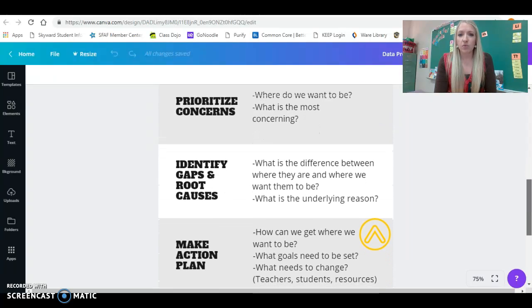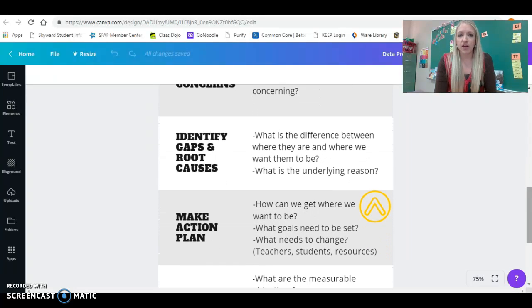Once we've identified what we want to work on, we would go to identifying the gaps and root causes. So what's the difference between where the students are performing now and where we want them to be? And then look for, why do we think that is? Identifying a root cause might take some time. That's something I learned in the book. You have to ask a lot of why before you get past all of the symptoms to know what's really going on.